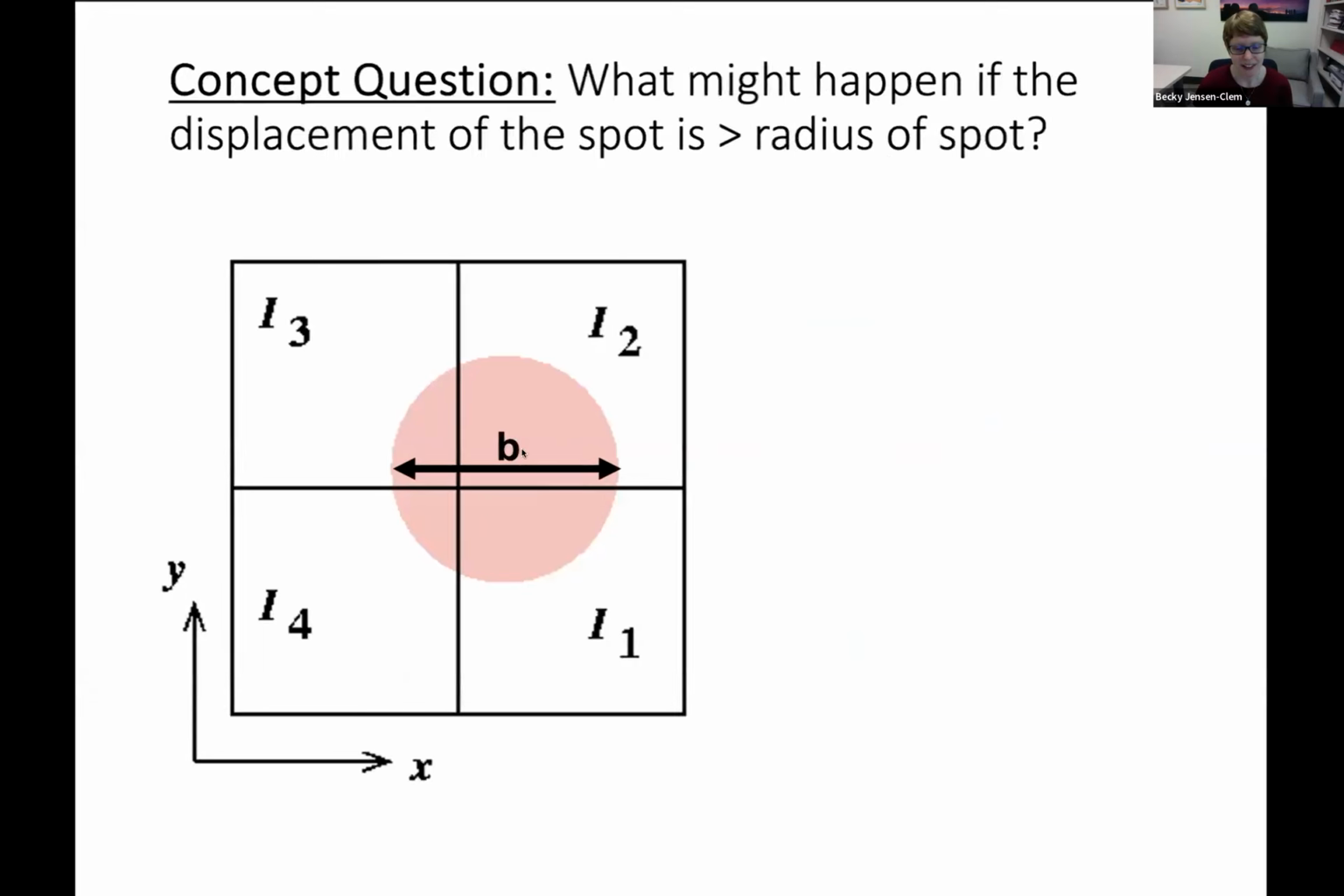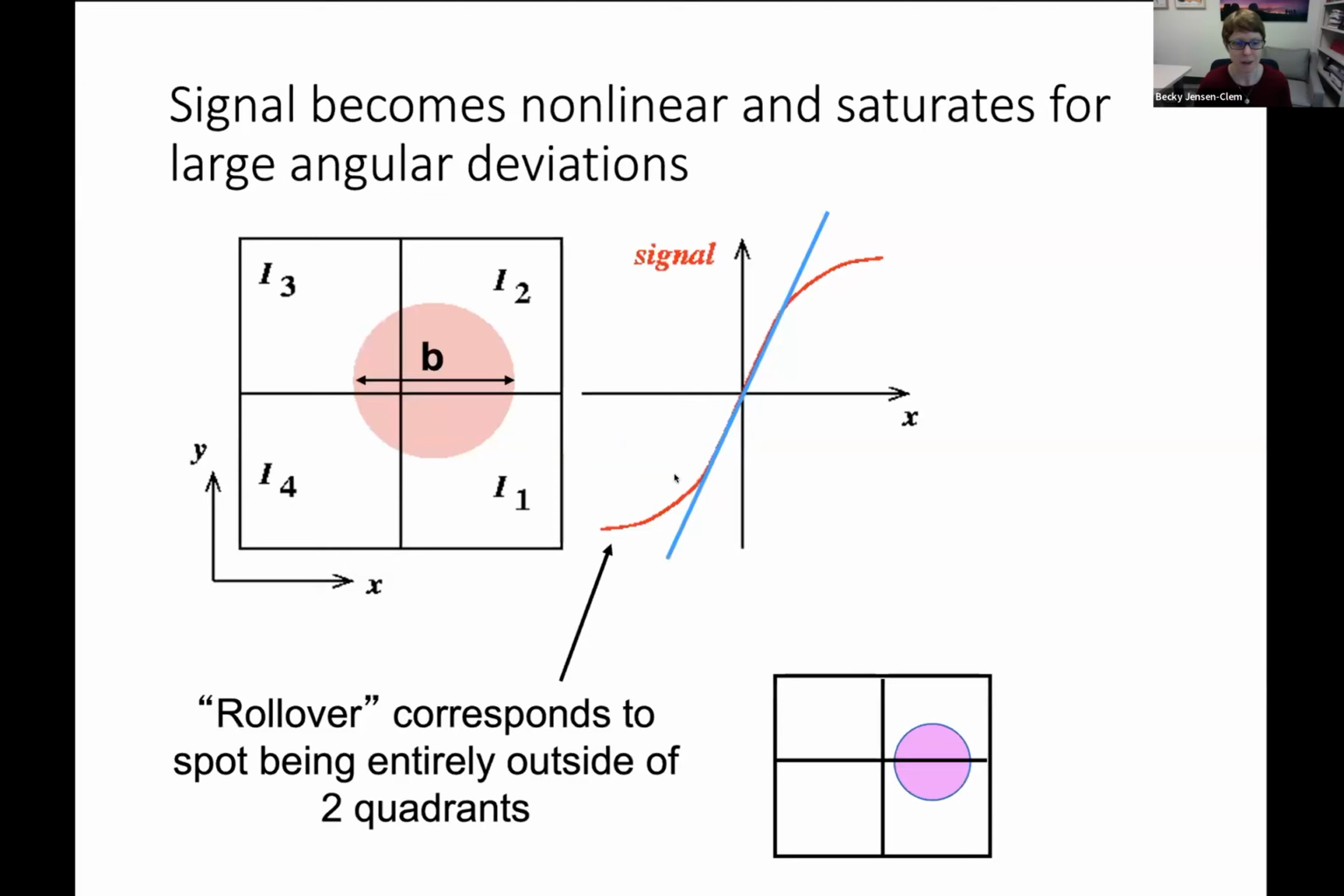Now you could think to yourself for a moment, what would happen if the displacement of the spot is greater than the radius of the spot? Let's give you a second to think about that. One way to think about that is what would happen if this spot moved in x so that the spot was entirely on I2 and I1 and none of the light was on I3 and I4. This is a case where you have what we can think of as a rollover in the signal.